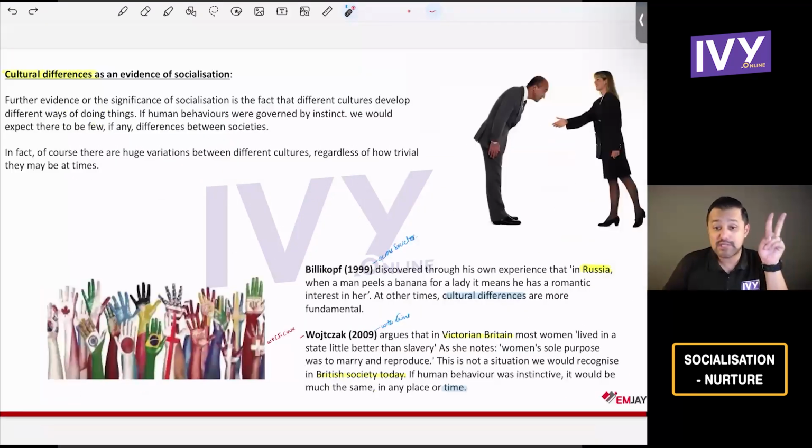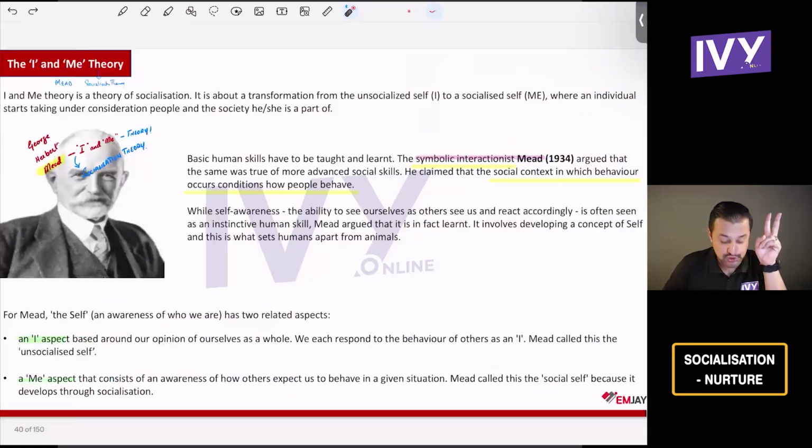So two examples that we have taken into account in support of the idea of socialization, or in support of the idea that nurture plays a more important role when it comes to the socialization process.